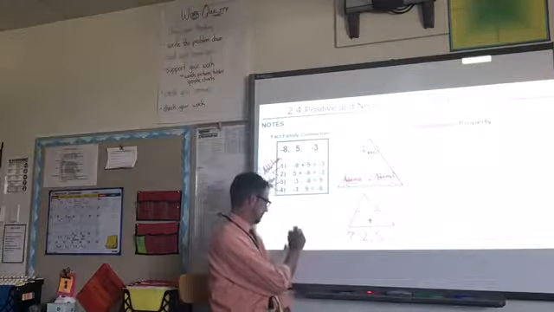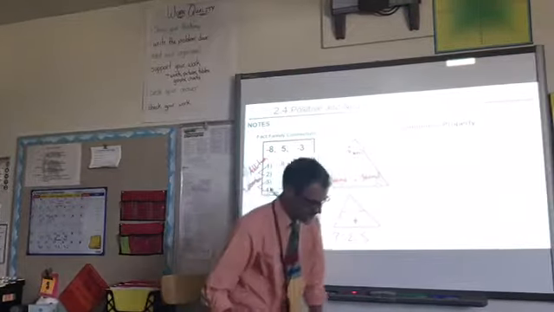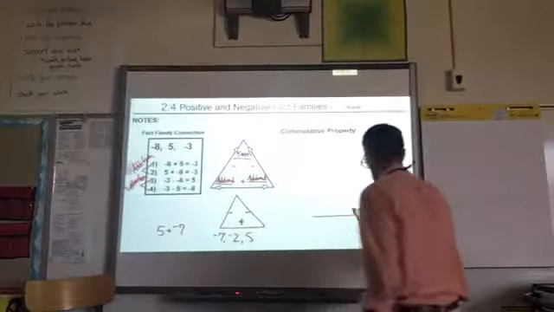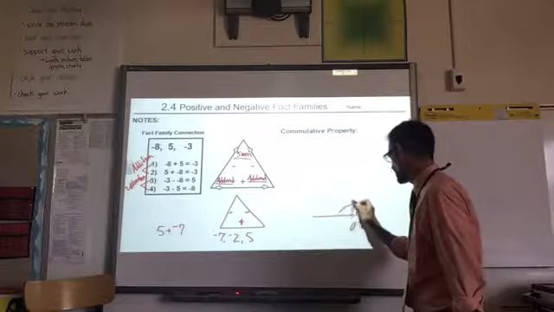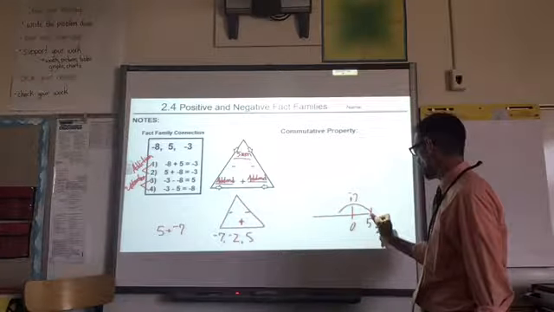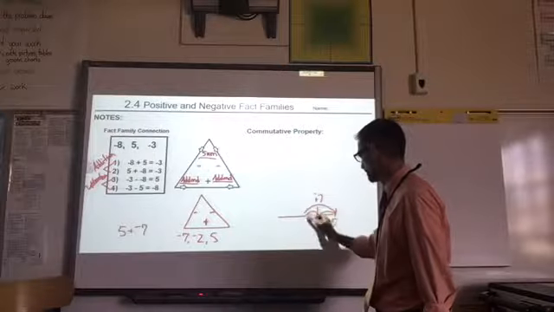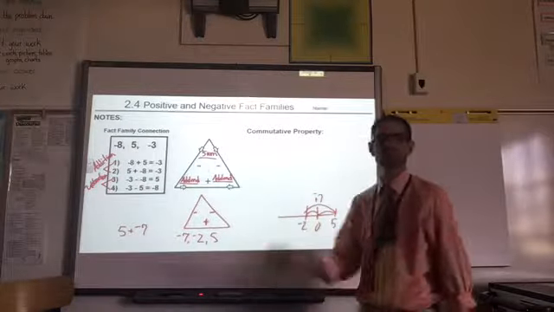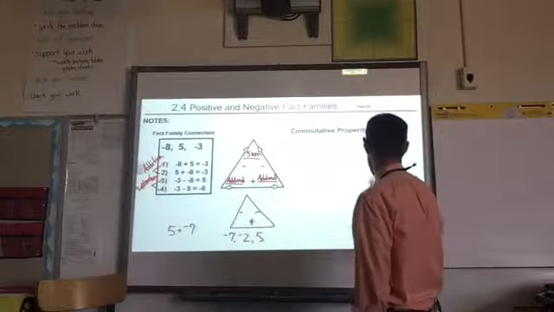5 and then negative 7. 5 plus negative 7. I start at 5. Here's 5. I go 7 spaces this way because it's adding a negative 7. How far is it from 0 to 5? 5. 2 more? Negative 2. So what's the sum? Negative 2. So let's go put negative 2 at the top.